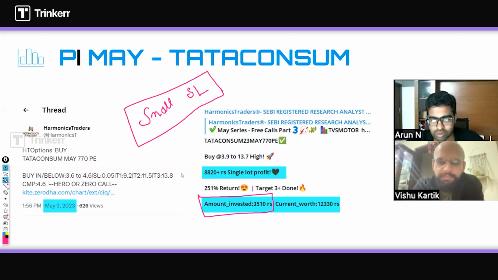So why are we going with positional with small risk? Even when the trade goes against us, the amount which we are going to lose should be easily recoverable by us. So just stick to this part. And what happened? This particular stock option from 3.9 made a high of 13.9, and it gave like 251% return.